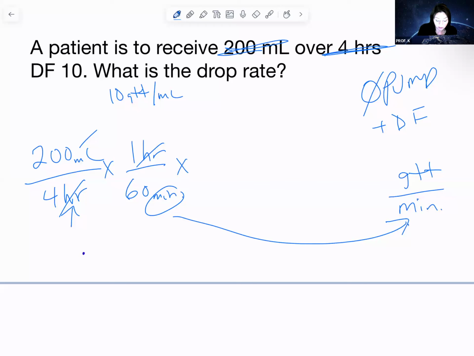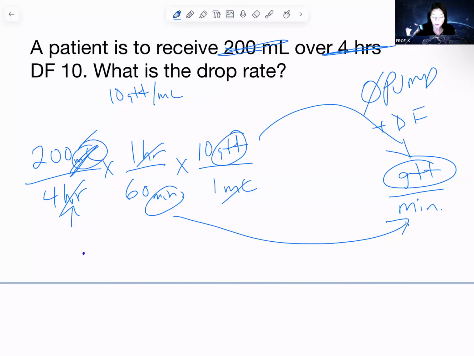So I've got to get rid of milliliters. I need drops, so I do 10 drops per milliliter. Cross off my milliliters. Now I'm left with drops in my numerator, minutes in my denominator. Everything else is crossed off and feeling good. Now it's just math. 200 times 10 is 2,000. And 4 times 60 times 1 is 240. And when I divide, it'll give me 8.33.